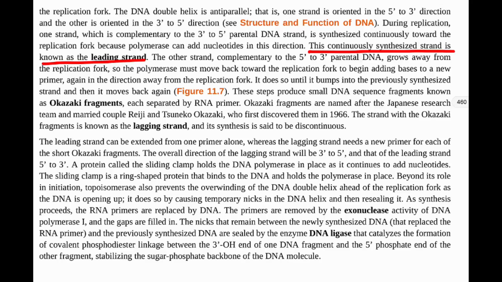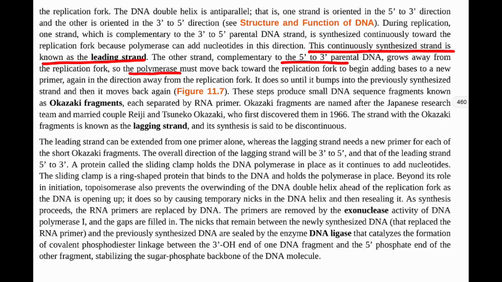Then we have our other strand, which is complementary to the 5' to 3' DNA, and that grows away from the replication fork. As it's growing away from the replication fork, our DNA polymerase III has to keep moving back. It can replicate some, and then it has to go back to the replication fork, and then replicate some more, adding nucleotides until it catches up to the primer it already started at, and then it has to go back to the replication fork again and do some more.